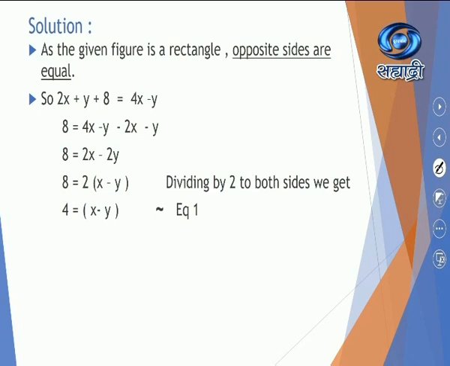Now, there are other two sides also. So, let us take that. 2y is equal to x plus 4, right? So, equation can be written as minus x plus 2y equal to 4. This is equation number 2. Now we are ready with equation 1 and equation 2. Simply we are going to solve it to get the values for x and y.